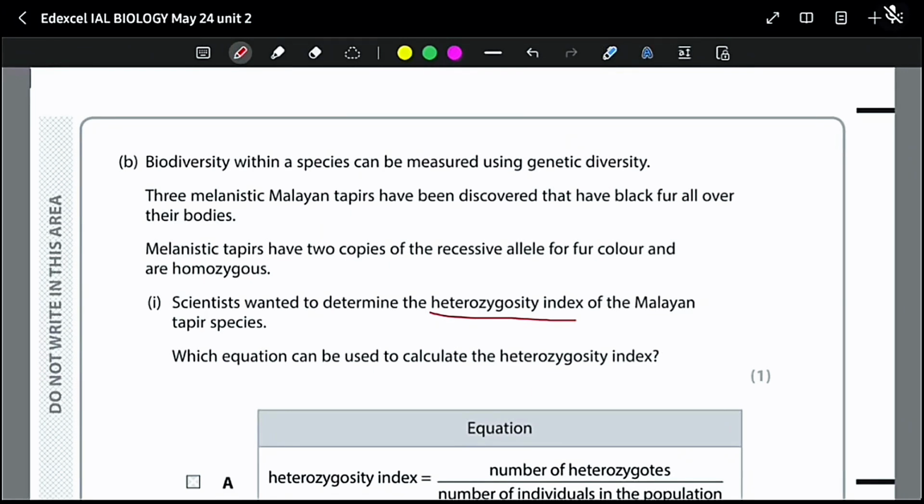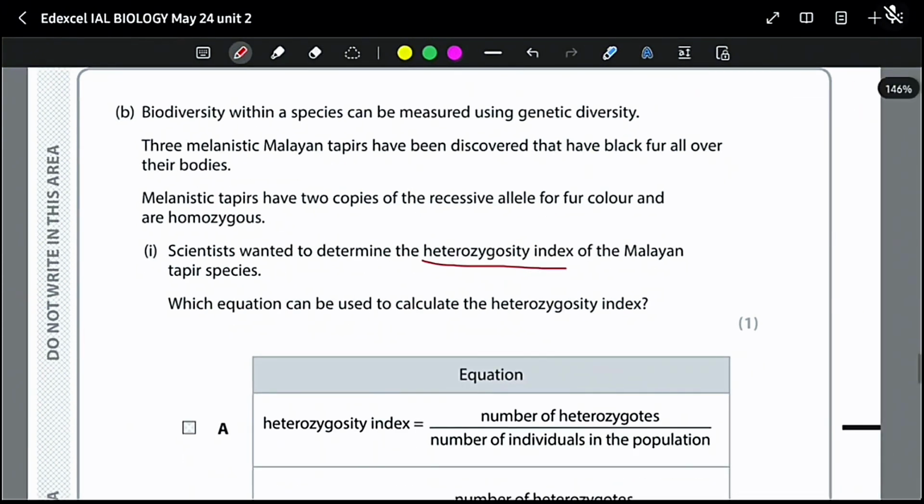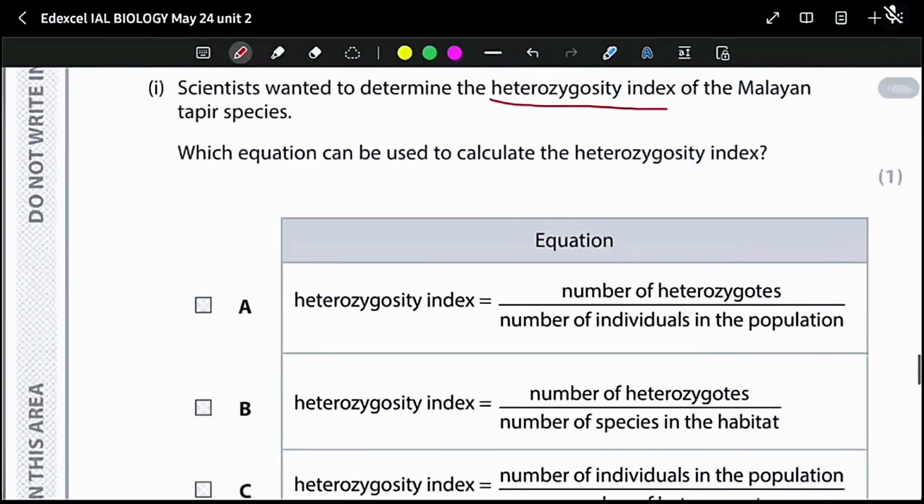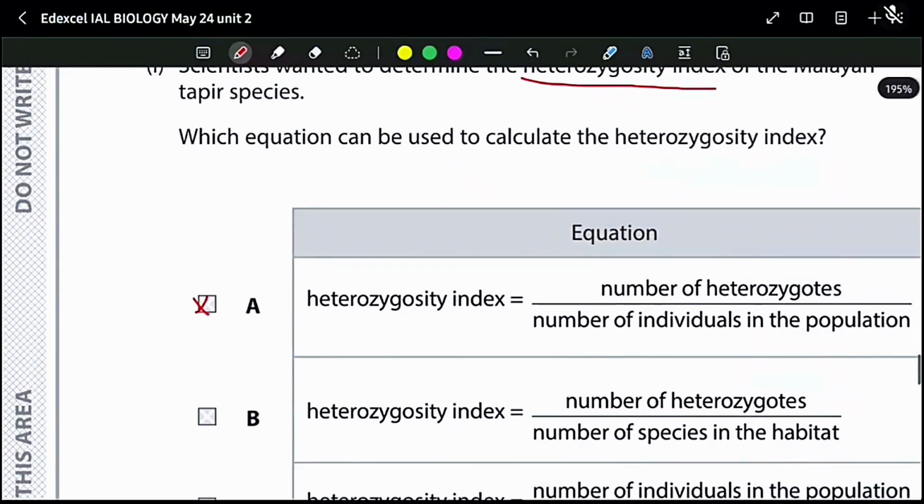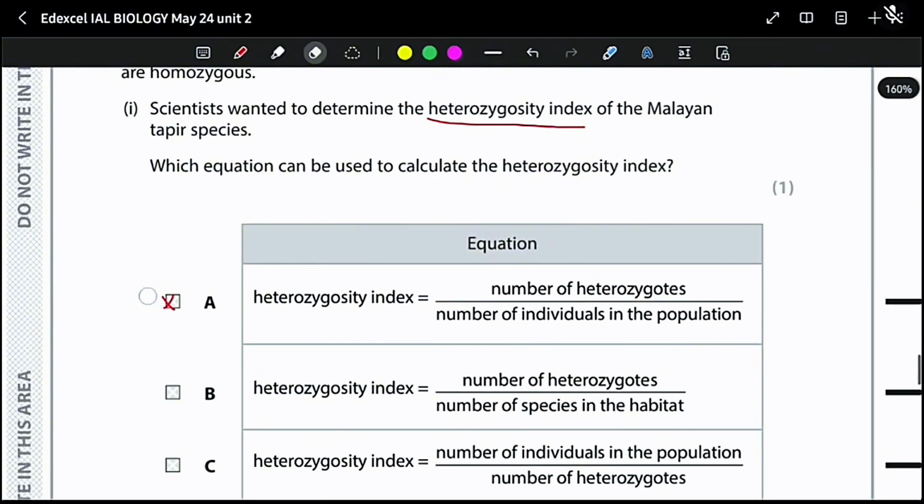Which equation can be used to calculate the heterozygosity index? We know the heterozygosity index is basically the number of heterozygotes divided by the number of individuals in the population. It's in the book, so you can find exactly the same equation. So option A is correct. The answer should be A.